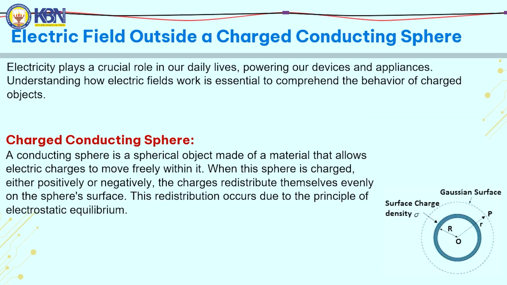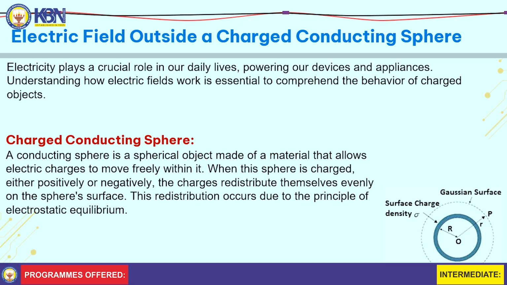Coming to the electric field outside a charged conducting sphere. Let us consider a charged conducting sphere where the charge is spread uniformly all over the sphere. Before deriving this, let us briefly understand what an electric field is. Electric field is the region or space around that object.